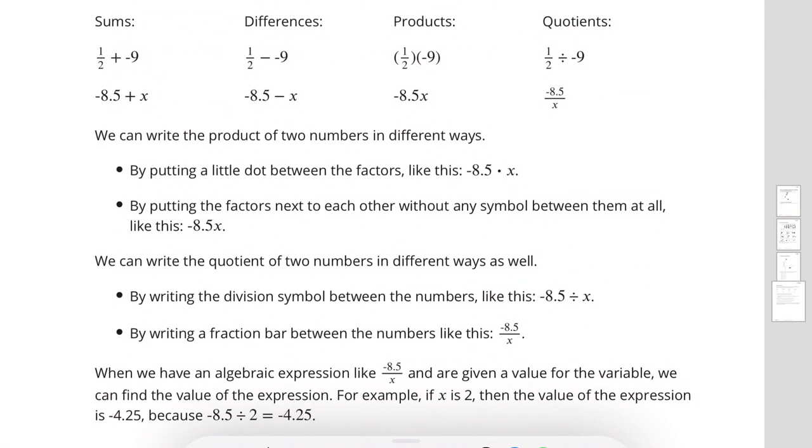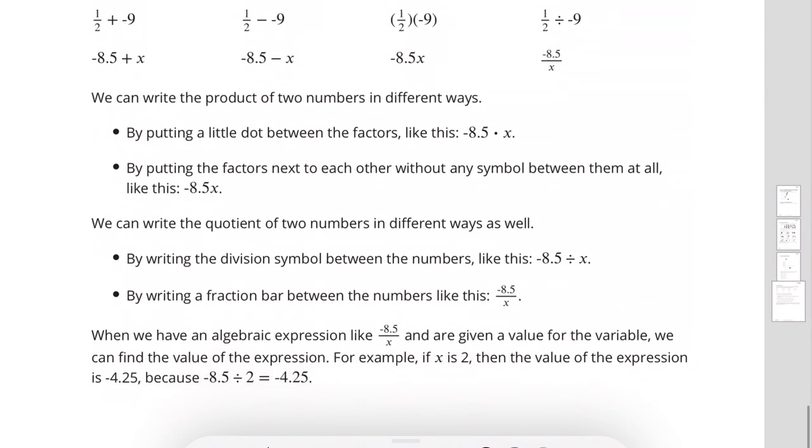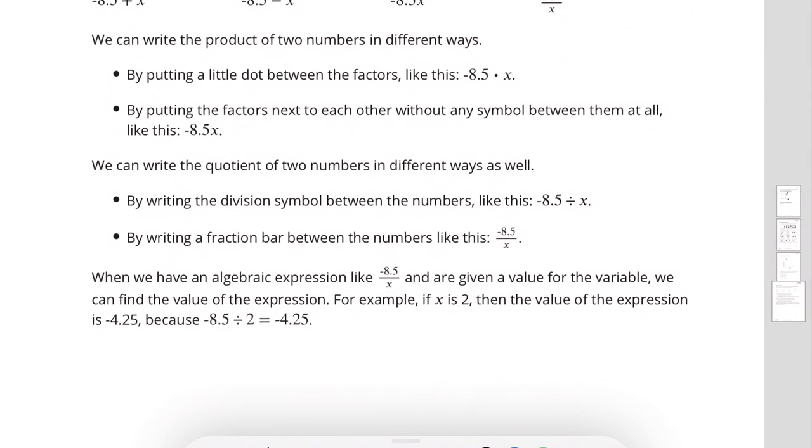We can write the quotient of two numbers in different ways as well. So negative 8.5 divided by x can also be written as a fraction, because the fraction bar means divided by. So negative 8.5 over x. When we have an algebraic expression like negative 8.5 over x and are given a value for the variable, we can find the value of the expression. For example, if x is 2, then the value of the expression is negative 4.25, because negative 8.5 divided by 2 is equal to negative 4.25.